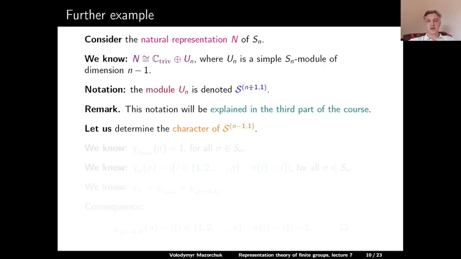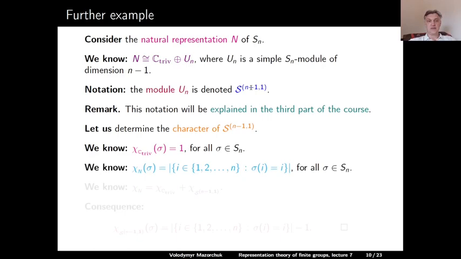So let us try to determine the character of this simple module, curly S with the index (n minus 1, 1). We know that the character of the trivial module is a constant function whose value is the complex number 1 at each element in our group. And we have also already seen the character of the natural representation. The value of the character of the natural representation at an element sigma is given by the number of fixed points of sigma. Since N is a direct sum of the trivial module and the module S^(n minus 1, 1), the character of the natural module is the sum of the characters of the trivial module and the simple module which we want to determine.